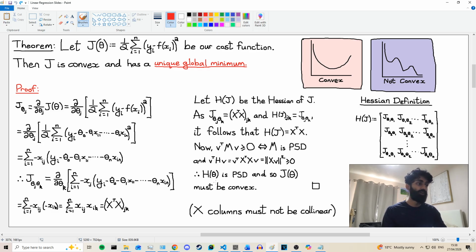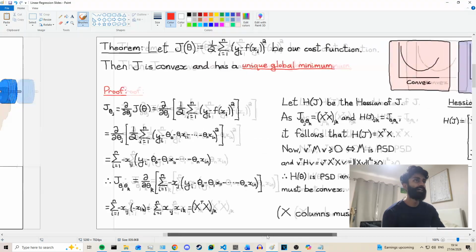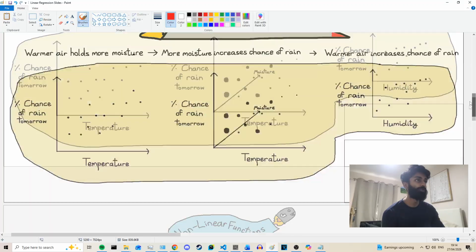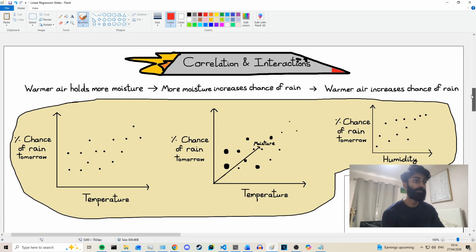One requirement of this is the columns of X must not be collinear. This linear independence is equivalent to saying that our features are not correlated. Correlation can cause issues with linear regression, one of them being this global minimum. But I'll go into correlation in the next slide. So now, as I've just mentioned, we go on to correlation and interactions.